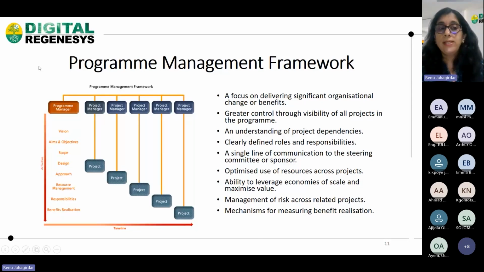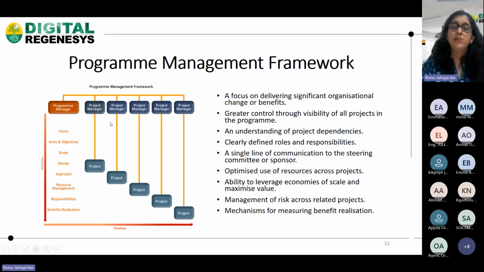So what does it mean? You are a program manager. Each one of you consider yourself as a program manager. What are you handling? You are handling 5 projects. So you are a program manager and you have 5 projects under you. All these 5 projects together are equal to your program, which means 5 project managers are reporting to you.